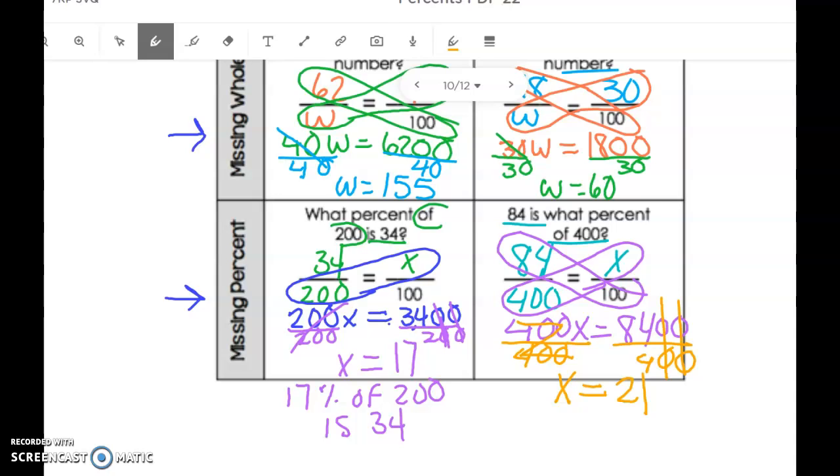You will be using proportions a lot in 7th grade, so this is really good practice for you to be going through the steps of proportion problems.